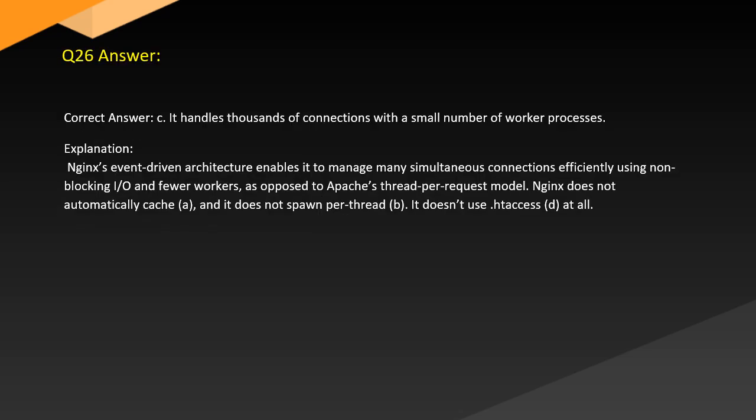Correct answer: C. It handles thousands of connections with a small number of worker processes. Explanation: Nginx's event-driven architecture enables it to manage many simultaneous connections efficiently using non-blocking I/O and fewer workers, as opposed to Apache's thread-per-request model. Nginx does not automatically cache, and it does not spawn a thread per request. B. It doesn't use .htaccess. D. at all.